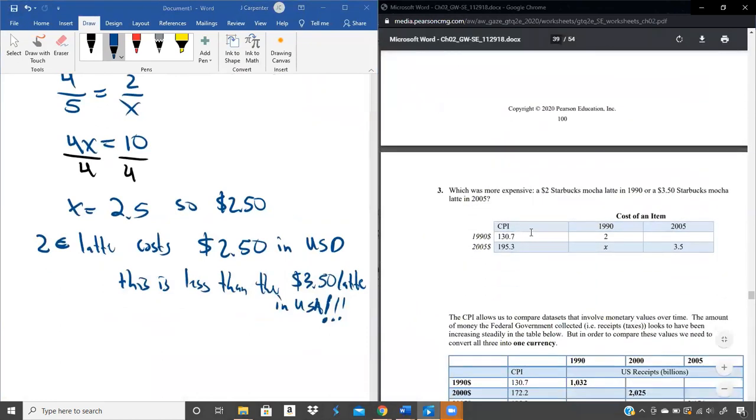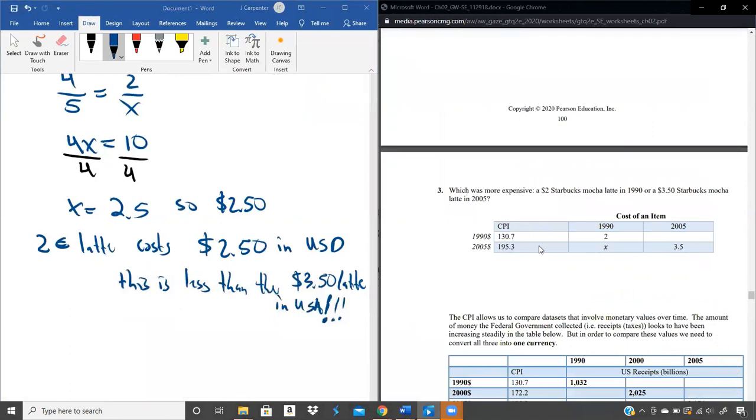So, same idea with number 3, and they're even going to keep the same base values of 2 and 350, but they're no longer euros and dollars. They're saying we had a $2 Starbucks mocha latte in 1990, which I feel like Starbucks was just starting up then, not that it matters, or a $3.50 Starbucks mocha latte from 2005.